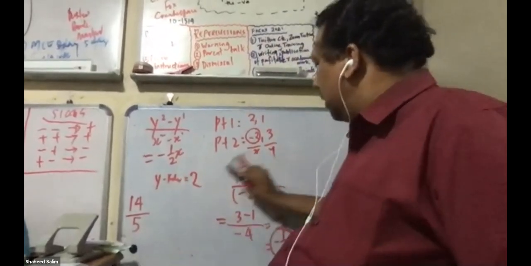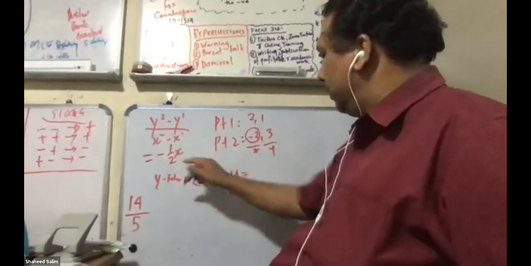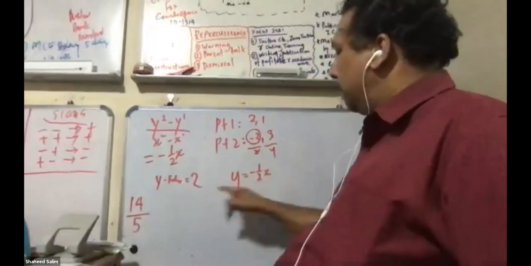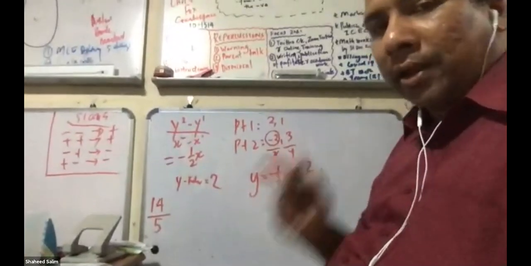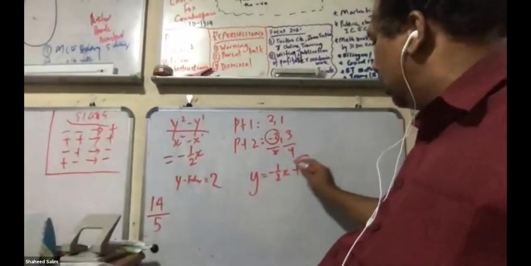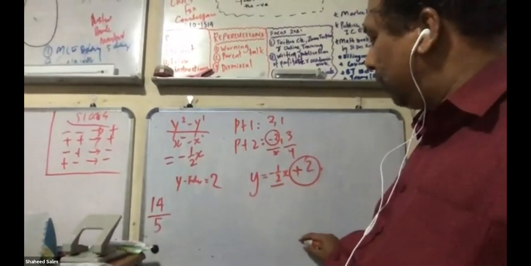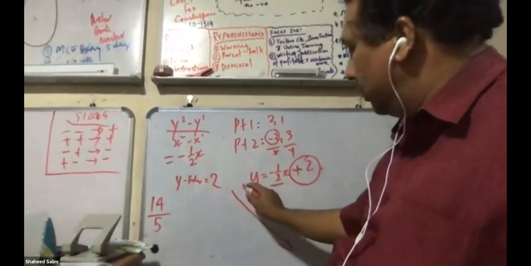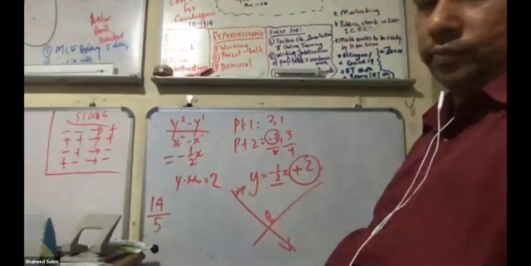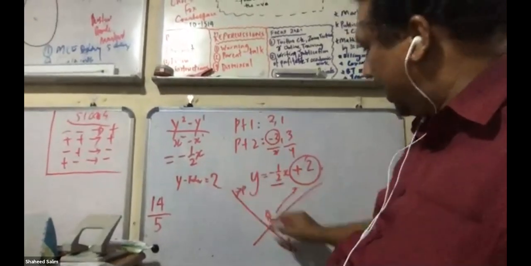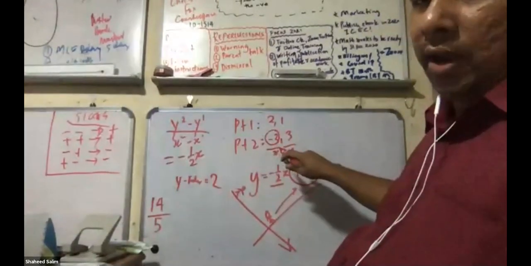So what is the formula? The formula is y equals gradient, minus half x, plus 2. This is the formula for the graph. If you see a formula like that, you know it will cut the y-axis at 2, and you know the gradient is negative. Negative gradient is going downhill. Remember, positive gradient is going uphill. So this one goes this way, and for every one it moves, it goes half down.